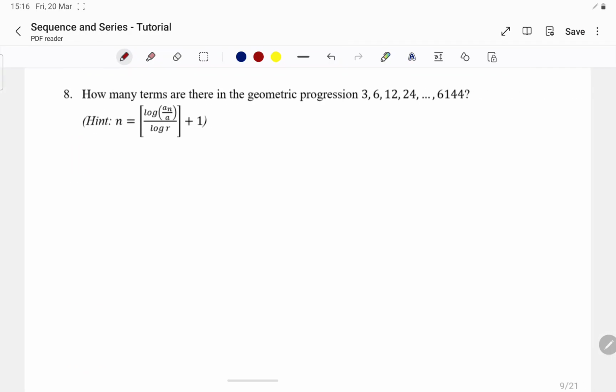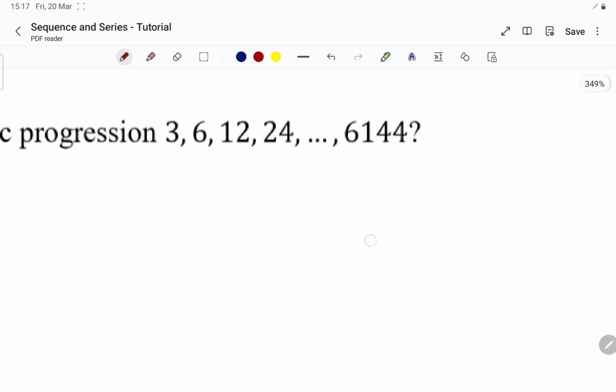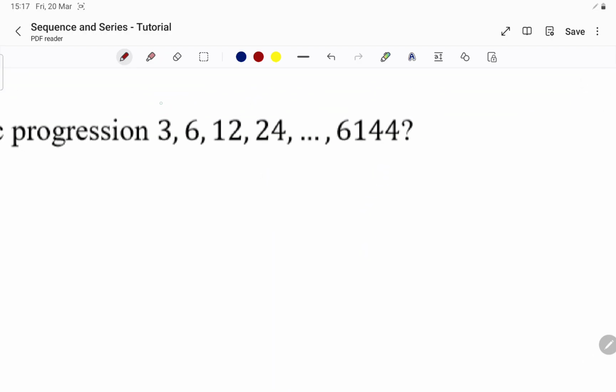Okay, now we proceed to question 8, where we have: how many terms are there in the geometric progression of 3, 6, 12, 24 and until 6144? So by right from this, we know it is a geometric progression, and when we have 3, 6, 12, 24, we know already 3 is your A. A is equal to 3, and now we have to find R. For a geometric progression, R is equal to A2 divided by A1. So A2 is 6 divided by 3, you're going to get 2. So your R is equal to 2.